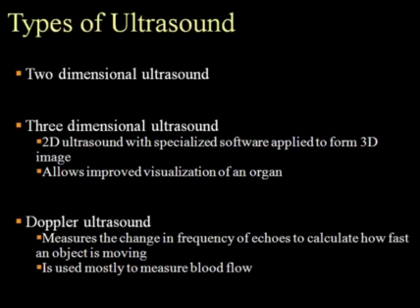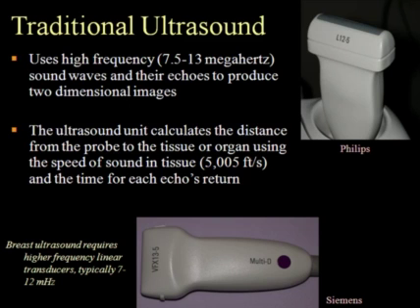The types of ultrasound that we use in clinical practice are two-dimensional ultrasound and three-dimensional ultrasound. That is actually two-dimensional ultrasound with specialized software applied to form a 3D image. This allows improved visualization of an organ. We also have Doppler ultrasound, which measures the change in frequency of echoes and calculates how fast an object is moving. This is used predominantly for blood flow measuring.